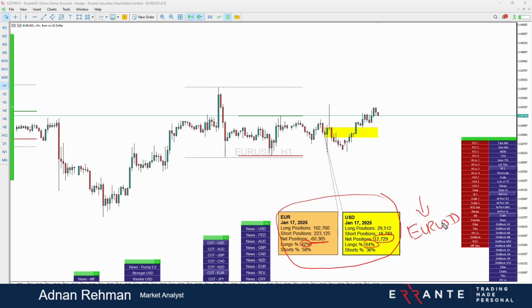Now, obviously, the outcome of this tariff plan will set the course for Euro USD. It can go towards the upside or downside, or maybe you can expect some sweeping. Obviously, only upon the news can we see the results.